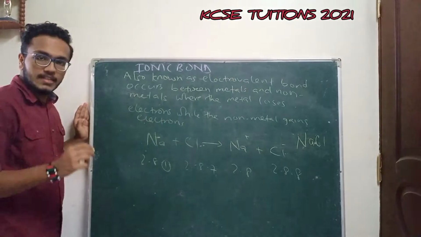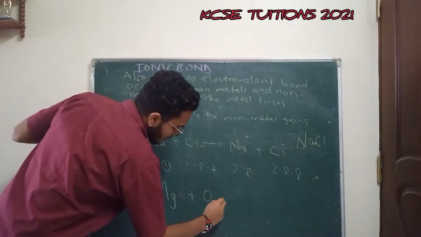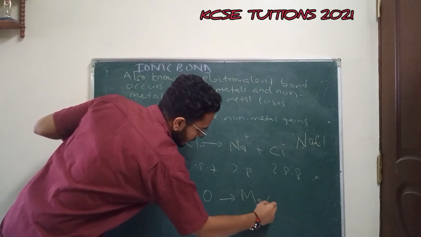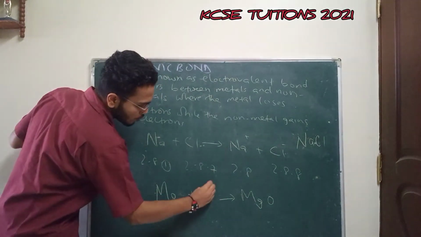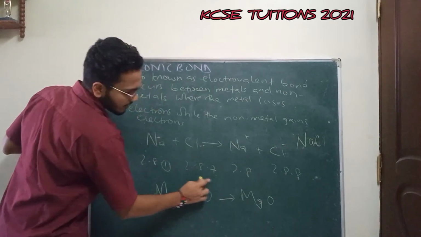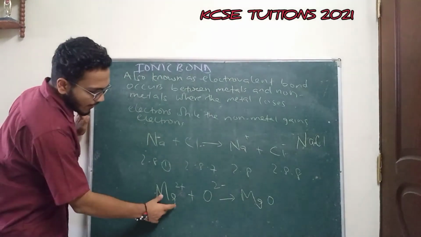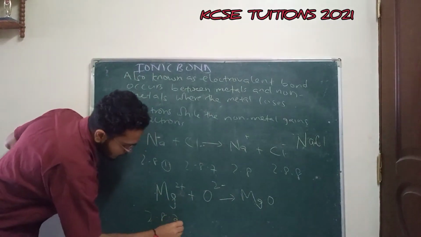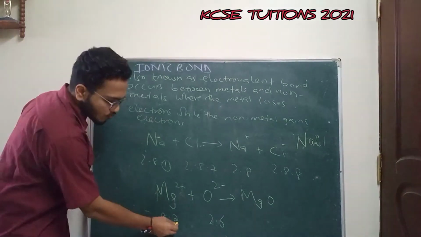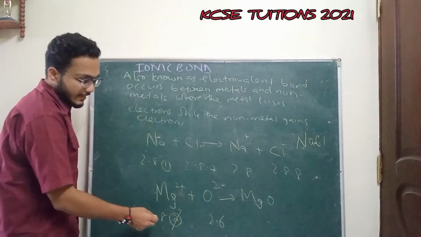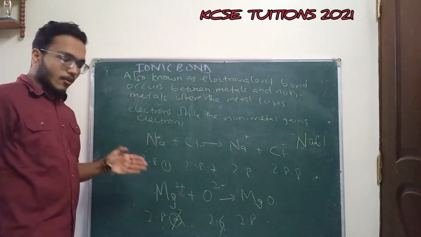Another example is magnesium oxide. Magnesium plus oxygen forms magnesium oxide. However, this is O 2 negative, this is Mg 2 positive and this is 2 negative. Why? The electron arrangement of magnesium is 2,8,2 and oxygen is 2,6. The two electrons that magnesium loses to form 2,8 are gained in this energy level by oxygen to form 2,8. So that is how ionic bonds are formed.